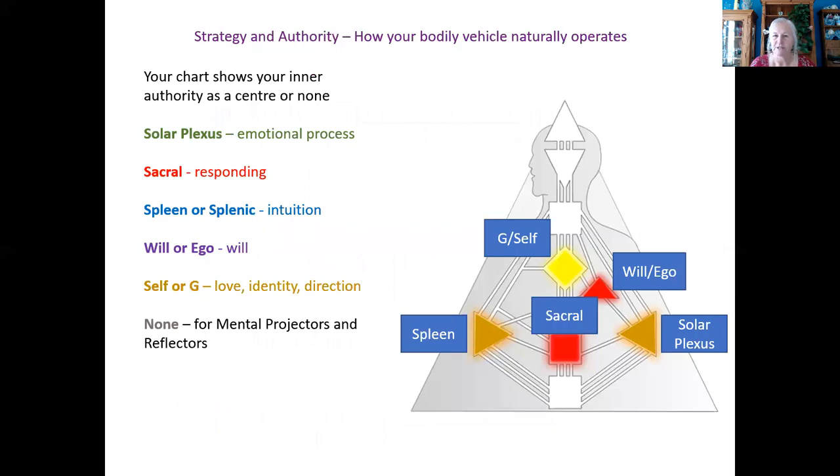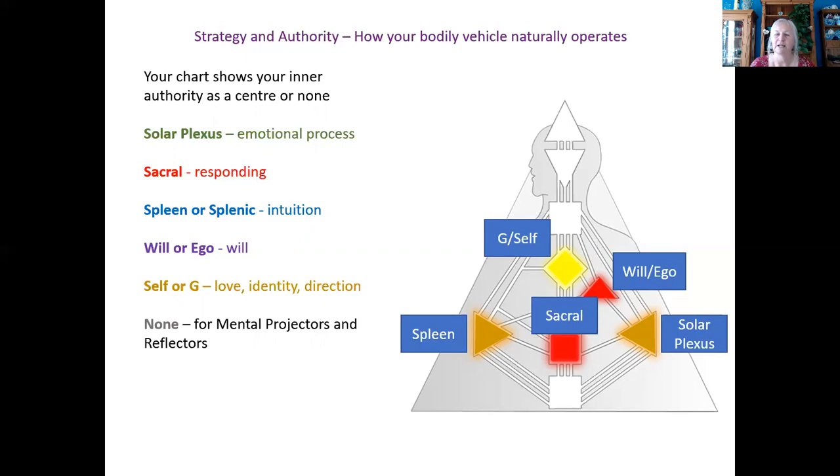And then we come on to the authority part. So the strategy is the first part, authority is your second part. And your chart will show your inner authority, and it will give a name of a center. So either solar plexus, which is an emotional process, or sacral, responding. Or it can be the spleen, or splenic, you might say, which is an intuitive authority. Or it can be the will or the ego, which is that sense of imposing your will, using your will as your decision-making process. Or the self or the G center, which is a theme of love, identity and direction. So these can be the inner authority centers.